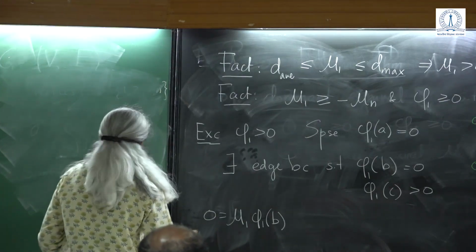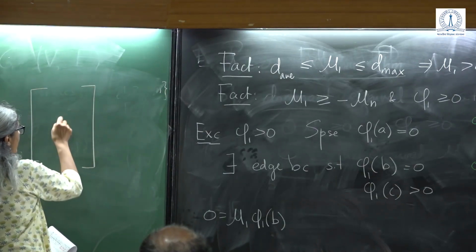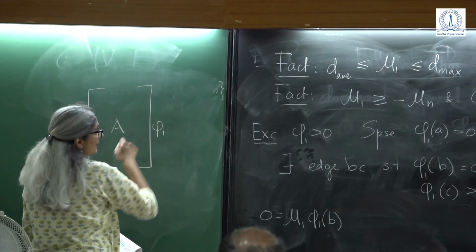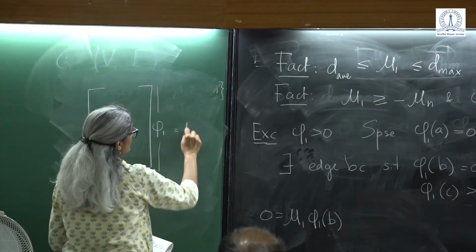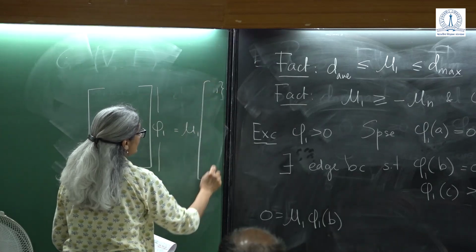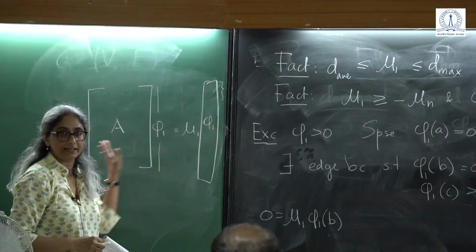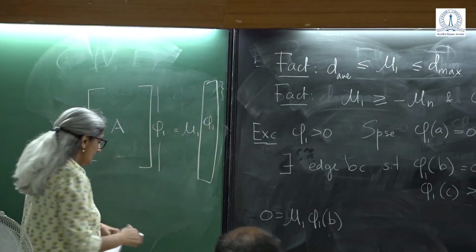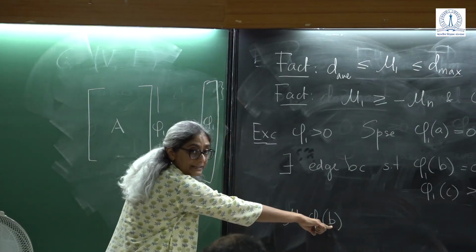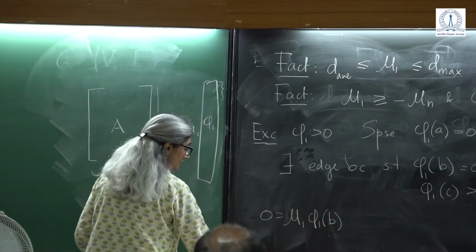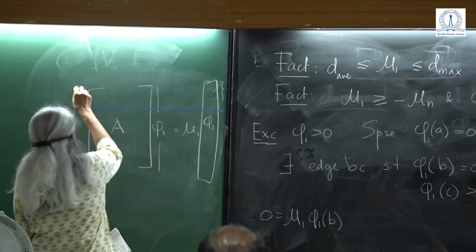Okay, but on the other hand, let's think about what this is. So here's the adjacency matrix, and then I just multiplied it with phi1, which is a vector. And then on the other side, I should get mu1 times phi1 again. Right? This is how the eigenvalue, eigenvector thing looks. So we're focusing on the row that has B in it. So maybe this is the row. So this is B.